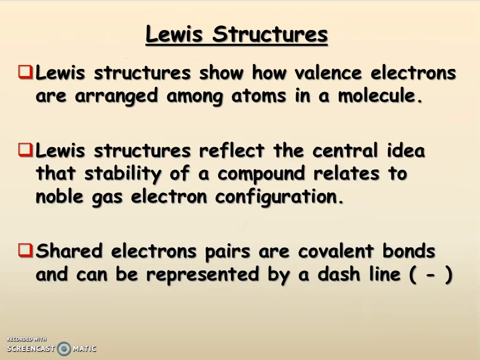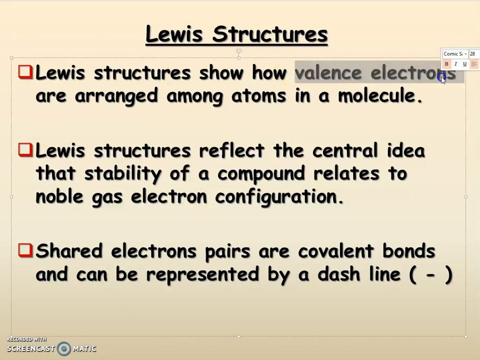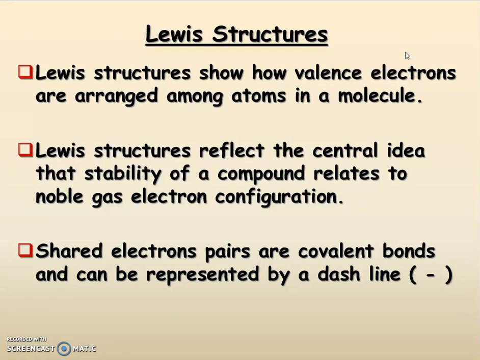Now, here's the big goal of today. By the end of this lesson, you should be able to draw a Lewis structure. What that means is you're going to be using Lewis dot diagrams to create molecules. A couple of things to keep in mind: the only electrons we are concerned about are the valence electrons. Atoms have a whole bunch of electrons, but when we're drawing these structures out, we're only looking at the valence.